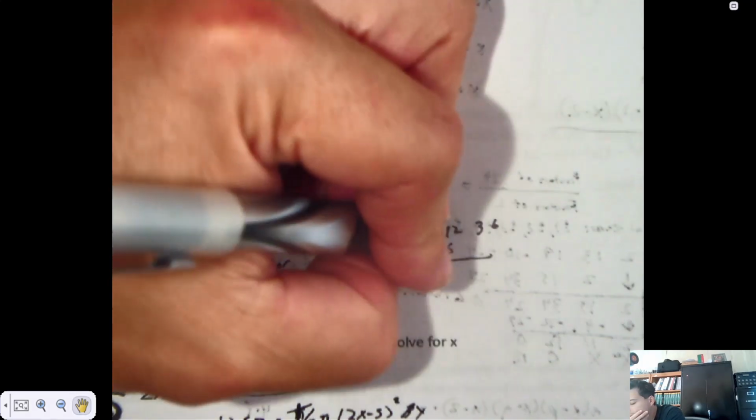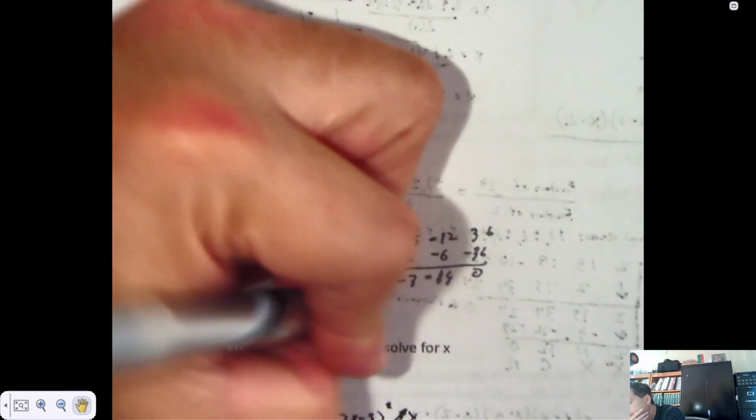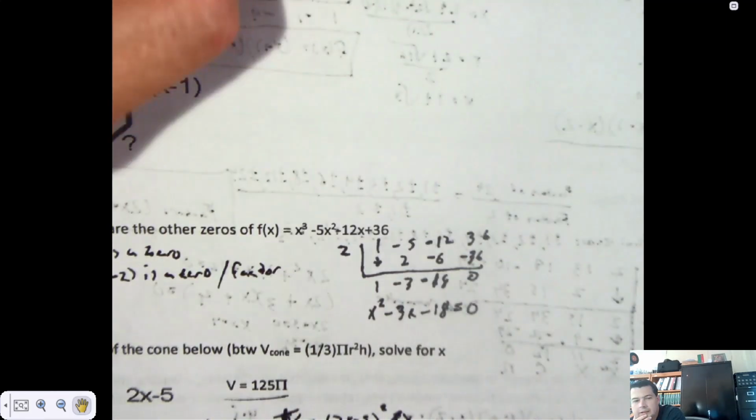Oh, that's supposed to be a negative 12, isn't it? I almost had a sign mistake. That bleed through on the ink is starting to give me problems. Negative 18, negative 36, 0. We are left with x squared minus 3x minus 18 being equal to 0.